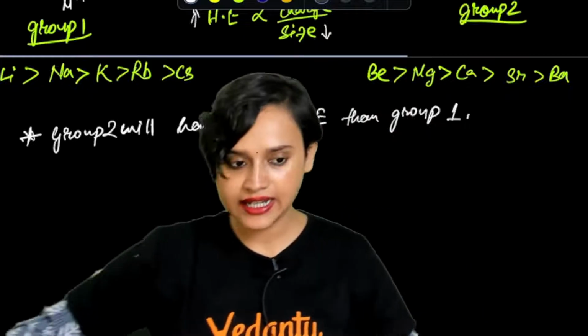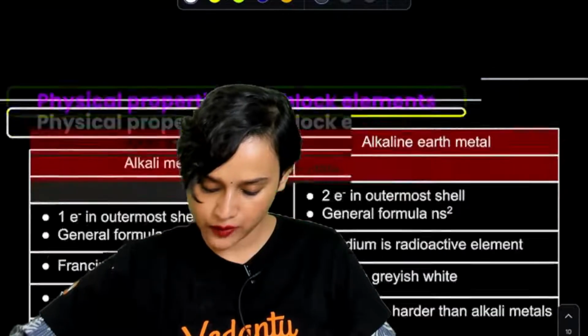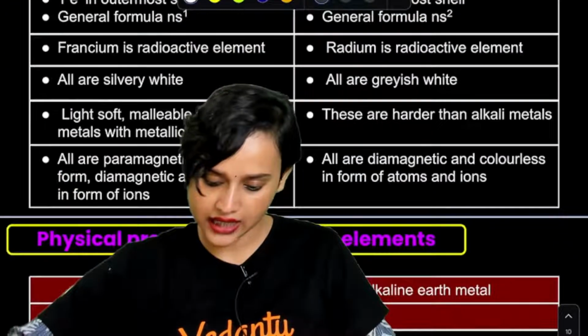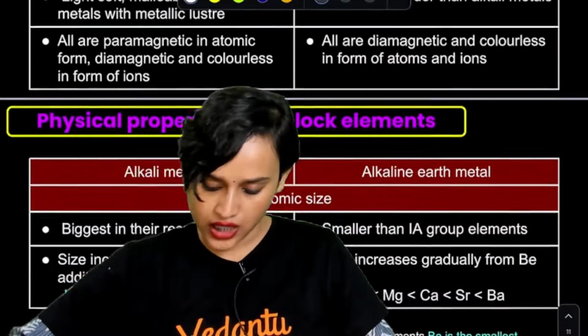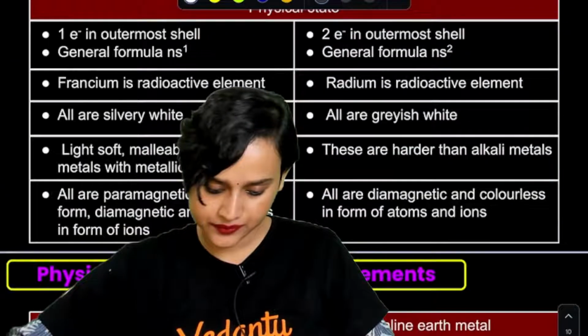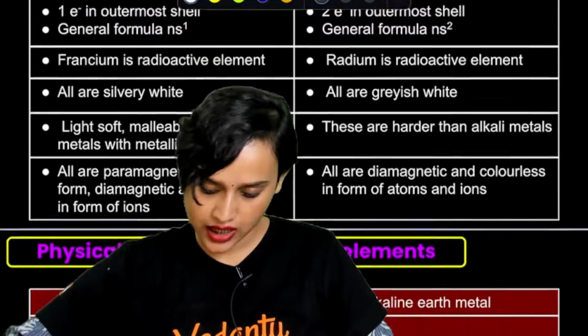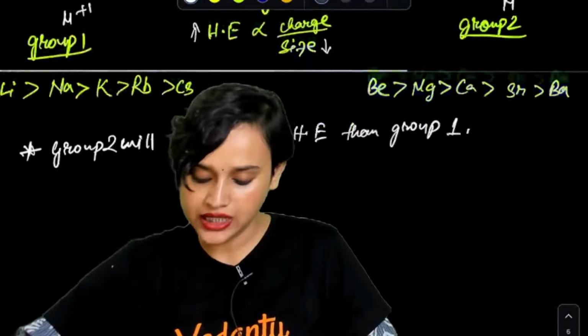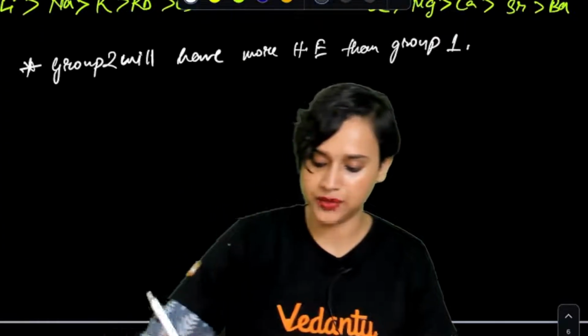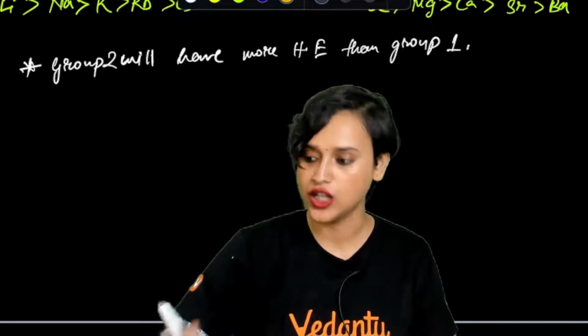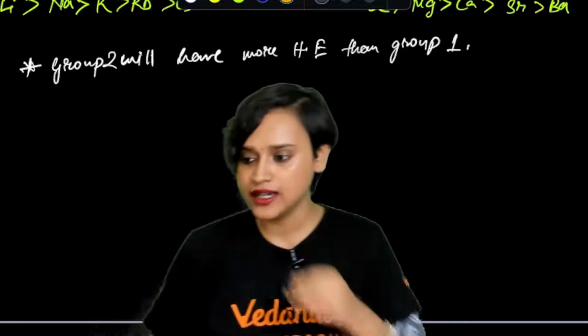If that is the case, then next what do we have to do? These are done. All are silvery white, grayish white, harder than alkaline. So that means let's come to physical properties, everybody.